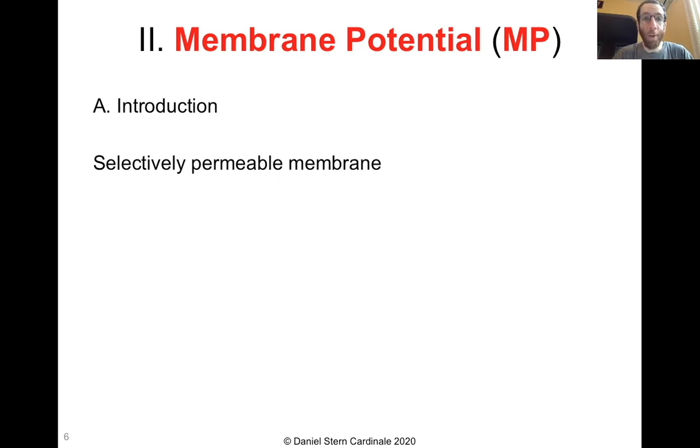But anyway, now that we've established the structure of neurons, we can talk about membrane potential, or MP, which is going to be critical for how action potentials work. The starting point for this is that the plasma membrane surrounding all of our cells is a selectively permeable membrane, and that should be familiar to everybody. We talked about this way back in 115.